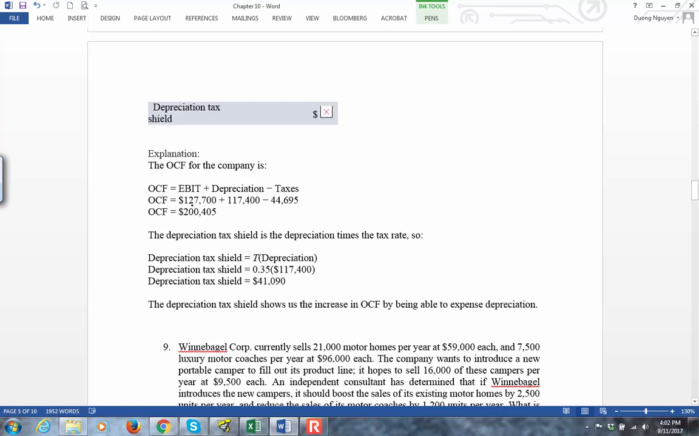So 127,700 EBIT plus depreciation minus taxes, and OCF is 200,405. The amount of tax shield is basically the tax rate times depreciation. So 0.35 times depreciation, 117,400, equal to $41,090.